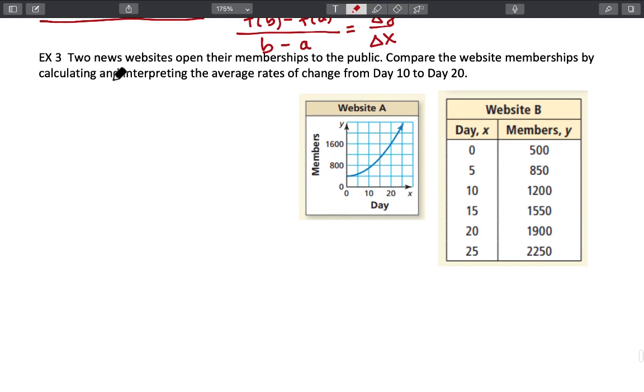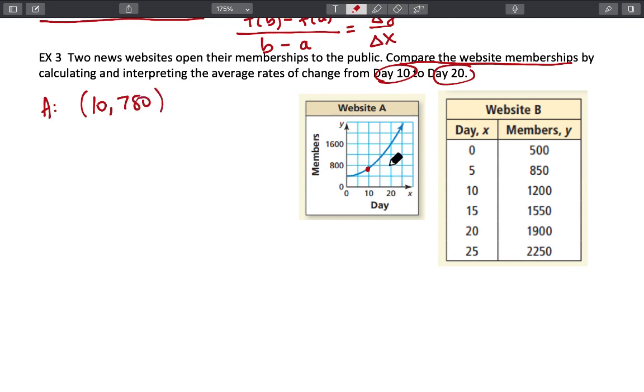It says 2 news websites open their membership to the public. We want to compare the website memberships by calculating and interpreting the average rates of change from day 10 to day 20. All right, let's start off by looking at the graph here for website A. On day 10, it looks like our membership here is right below 800. So let's just estimate that at 780. So on day 10, we had 780 members.